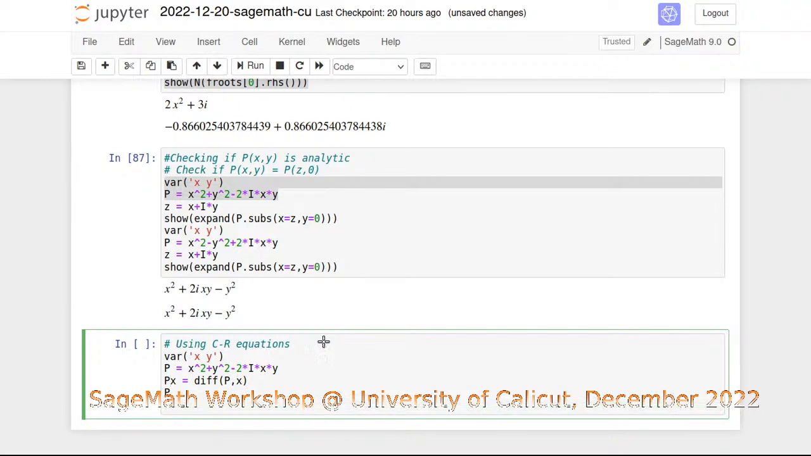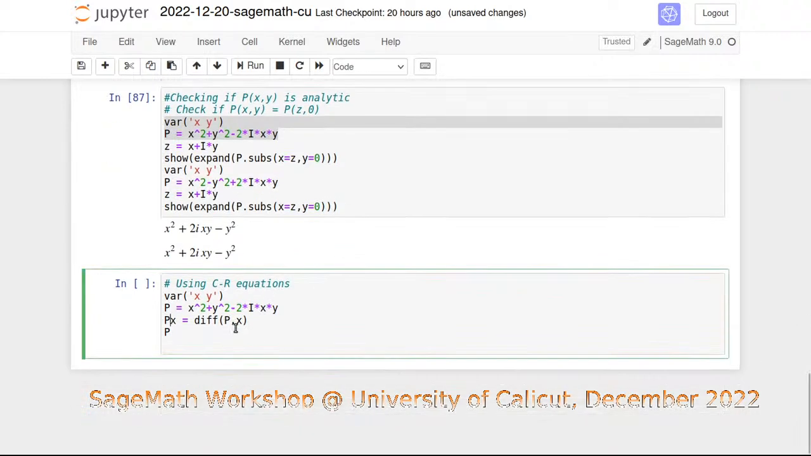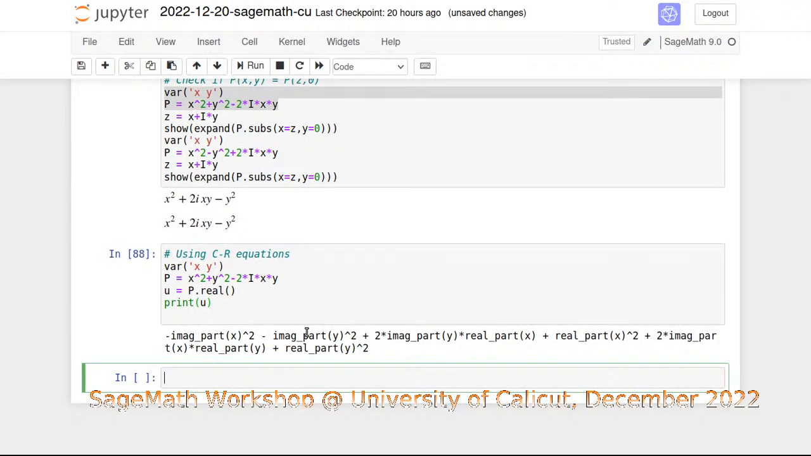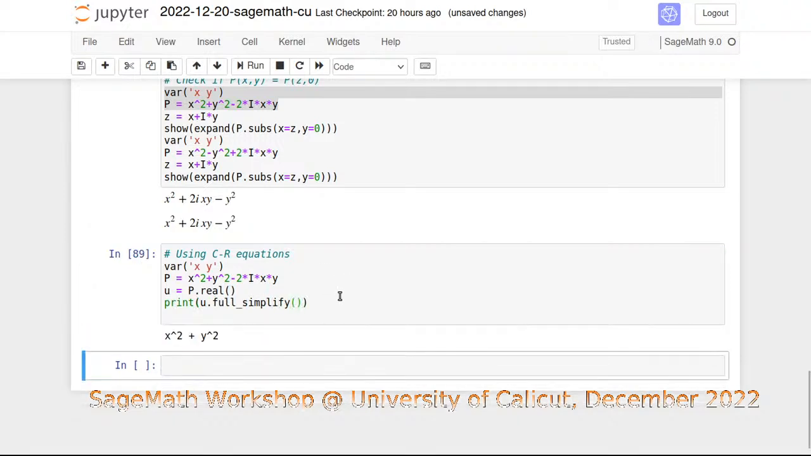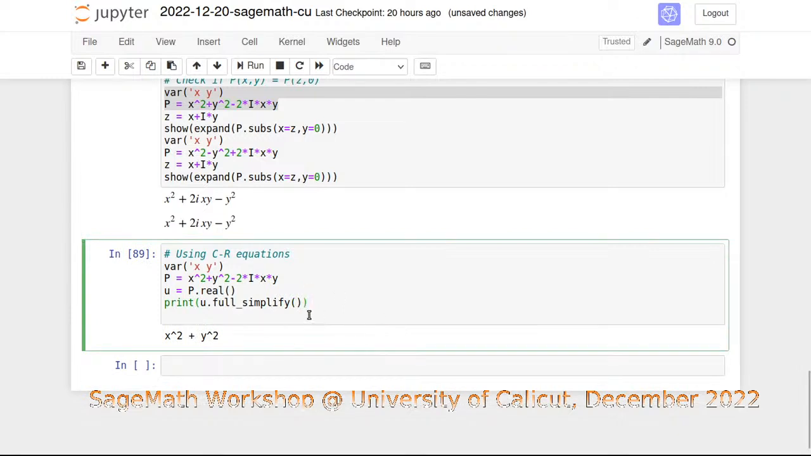Oh, sorry. I should have taken it the other way. That's not the correct thing, because we need to take the real part and imaginary part instead. Sorry. So let us see if we can take the real part and imaginary part like this. U is equal to P. I don't know whether real and imaginary will work on symbolic things. I'm just trying. What is this U? That's x square plus y square. Yes, it is giving something sensible.